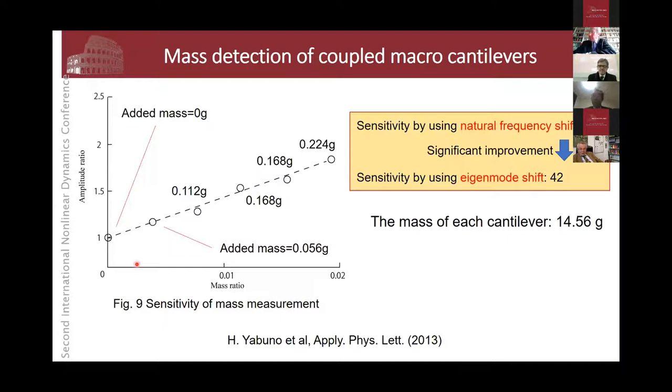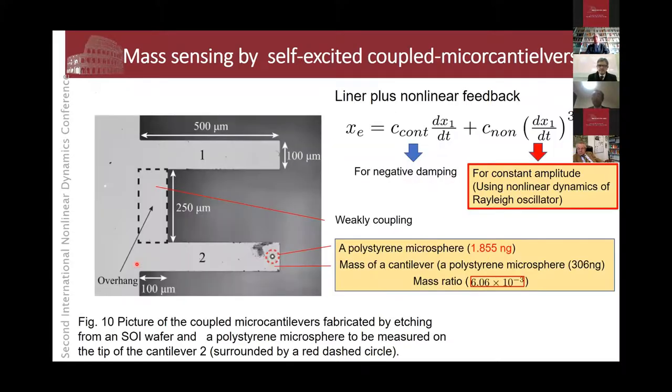Next, moving towards the use of this method for small mass measurements, we established self-excited coupled micro cantilevers. Figure 10 is a picture of the coupled micro cantilevers fabricated by etching from an SOI wafer, with a polystyrene microsphere to be measured on the tip of the cantilever. The polystyrene microsphere is 1.855 nanogram and the mass ratio is approximately 10 to the minus 3. Weak coupling is realized by this overhang.